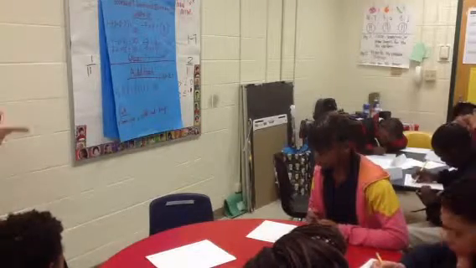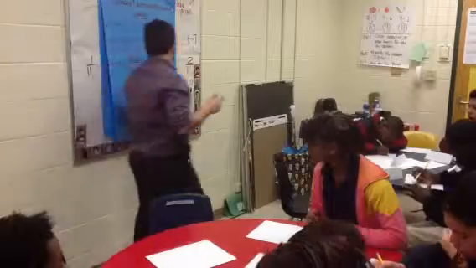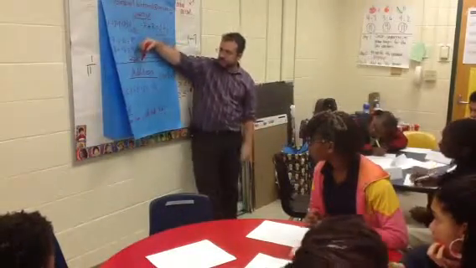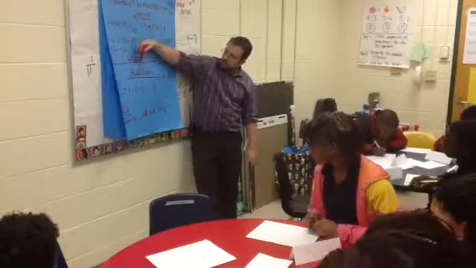Negative 3 plus 2. So in that case, when we do negative 3 plus 2, the first thing we do, we go to the left 3 times.